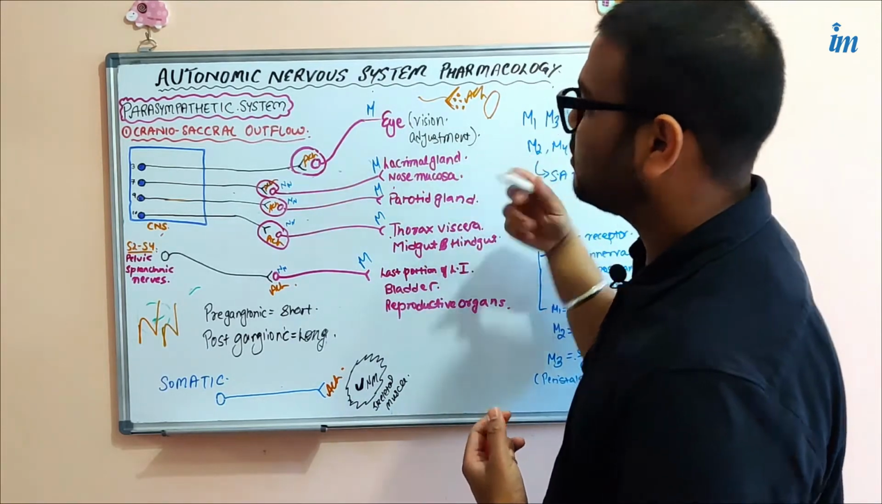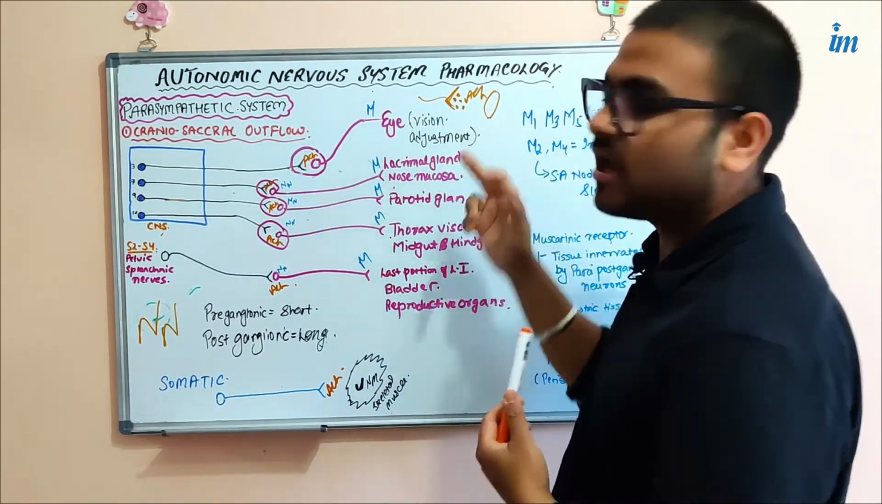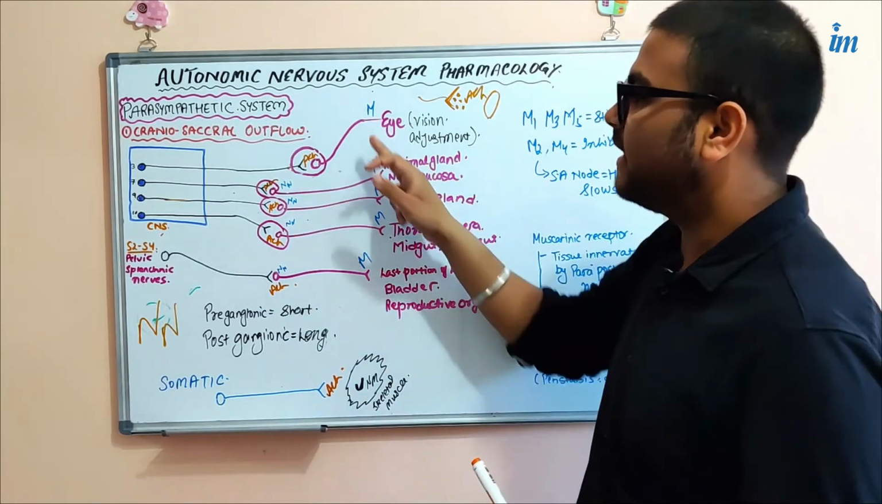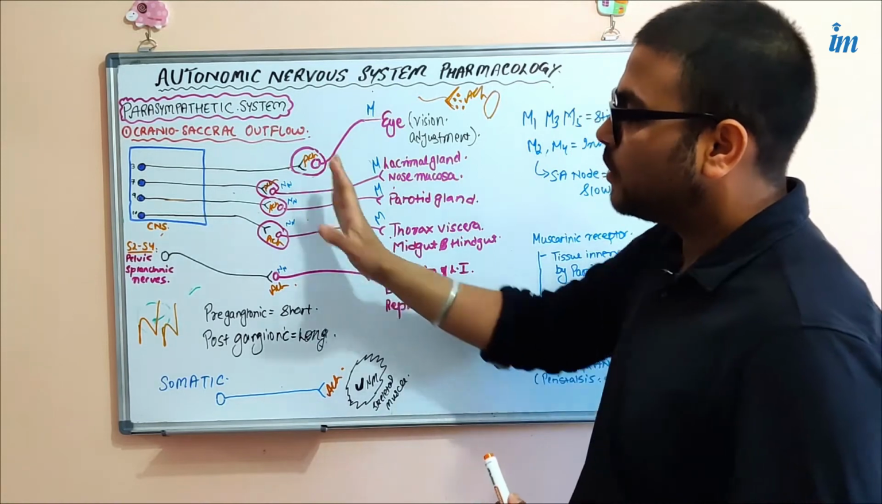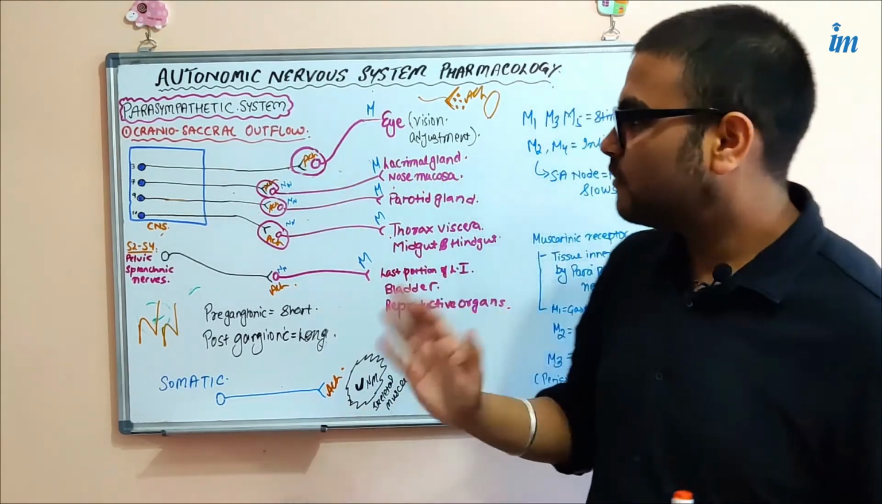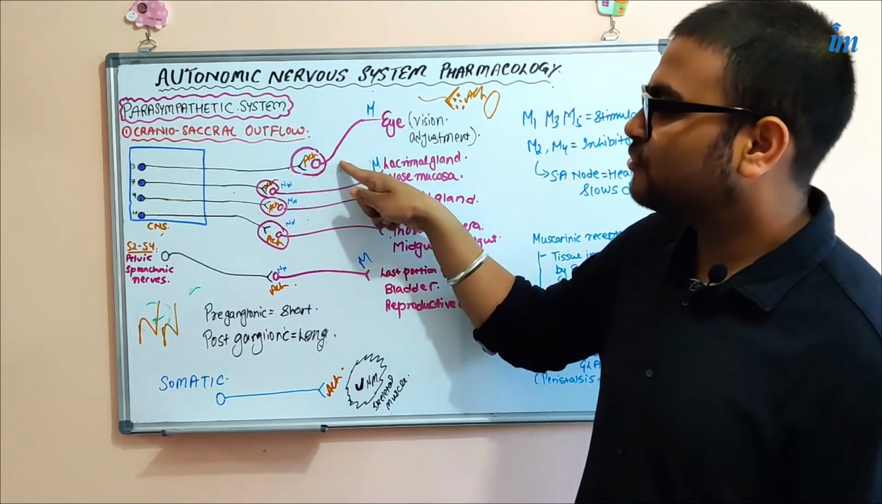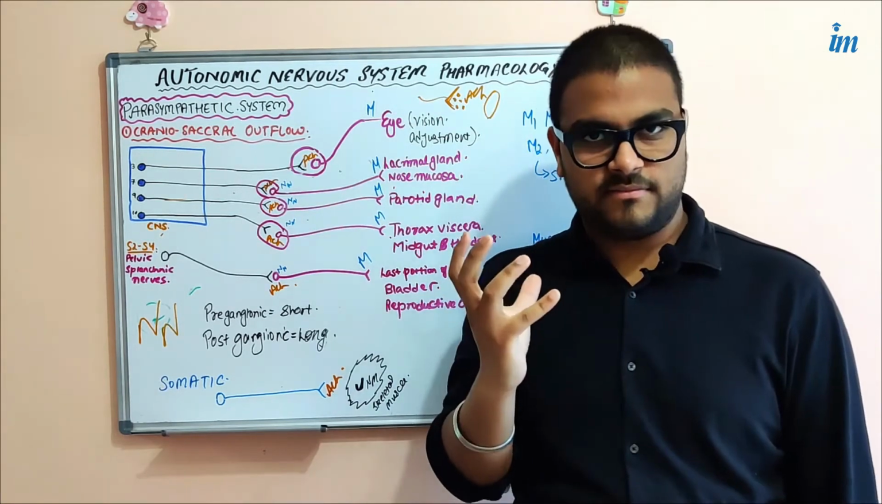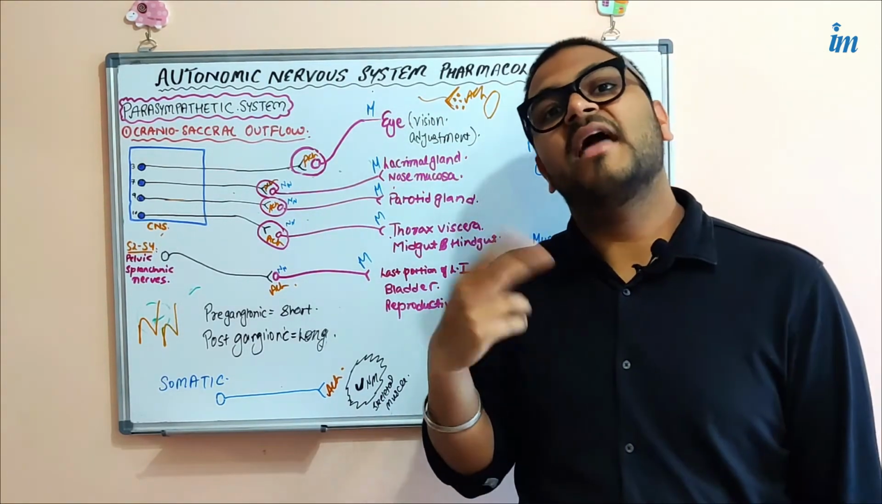The receptors are present on effector organs, and these receptors are called muscarinic receptors, that I have denoted by the M. Various postganglionic neurons are innervating the various organs. For example, the postganglionic neuron that came from this ganglion is innervating mainly the eye and the structures of the eye, for example, the lacrimal gland.